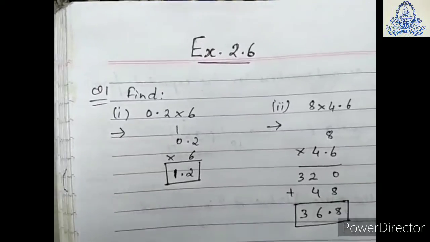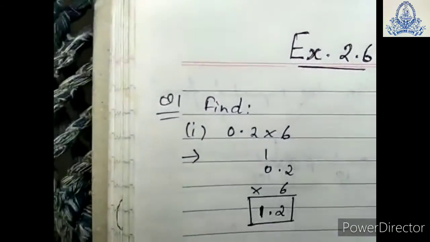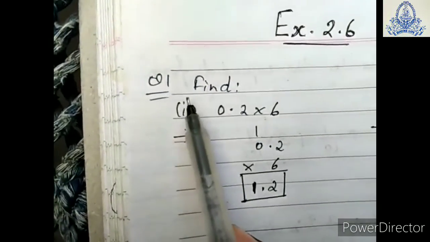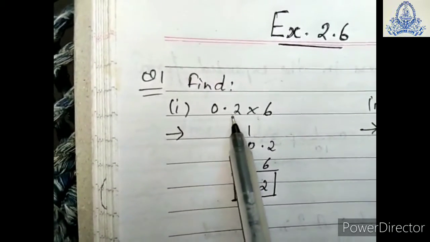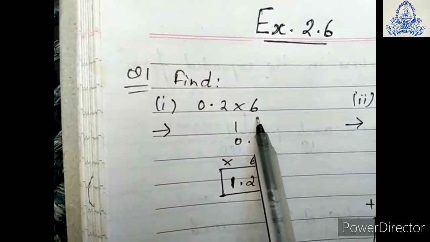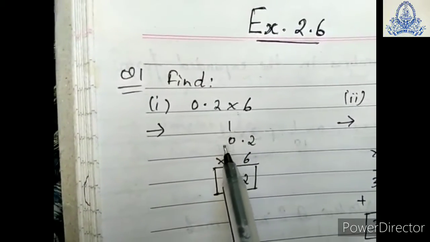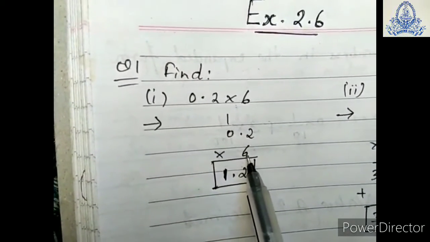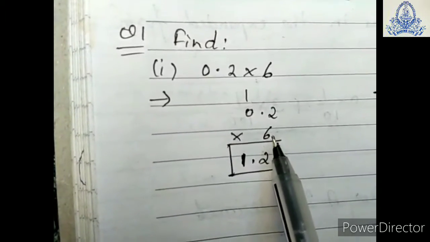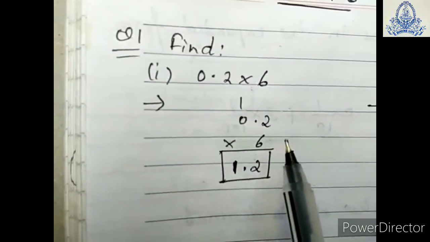Today we will start with exercise 2.6. Question number 1 in 2.6 is find 0.2 multiplied by 6. 0 decimal point 2 multiplied by 6. We multiply 0.2 with 6 in the normal way, the simple multiplication system you have to follow.